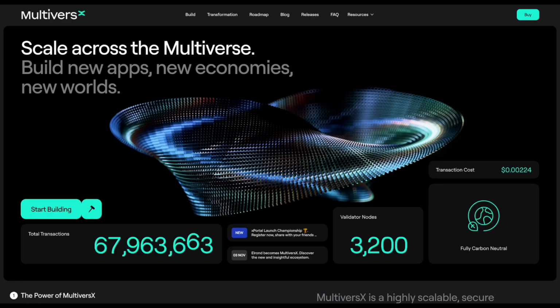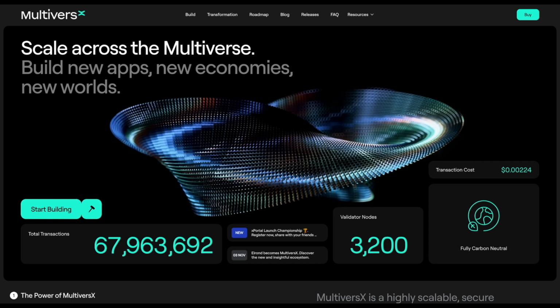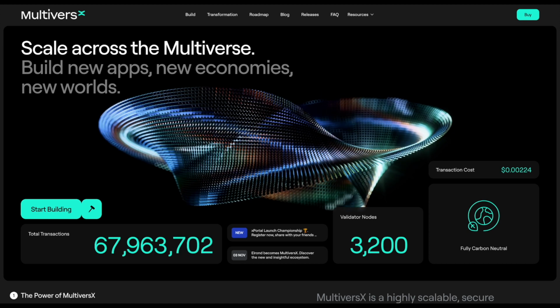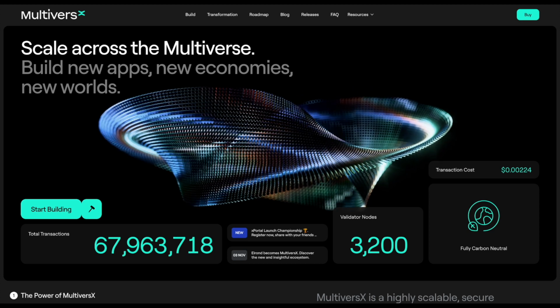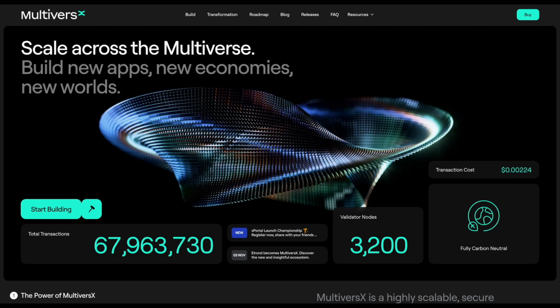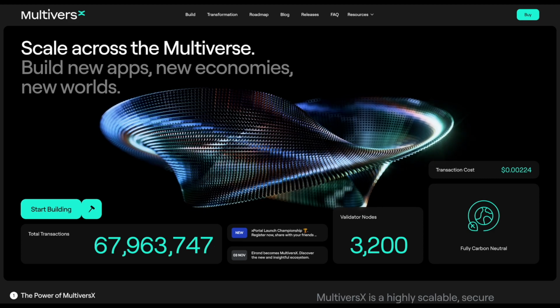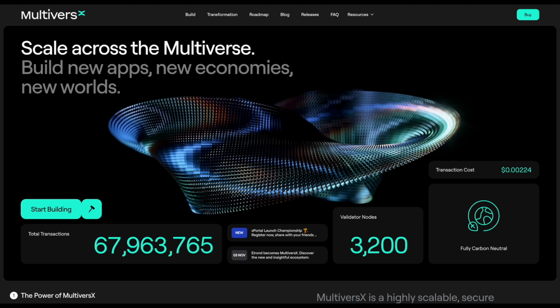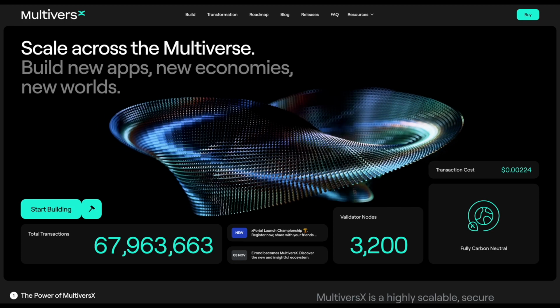MultiversX, formerly known as Elrond, is a blockchain platform that aims to provide high performance, low cost, and secure transactions for decentralized applications. Some of the main advantages of MultiversX include high throughput. MultiversX uses a unique consensus mechanism called adaptive state sharding, which allows it to handle up to 10,000 transactions per second, making it one of the most performant blockchain platforms in the market.